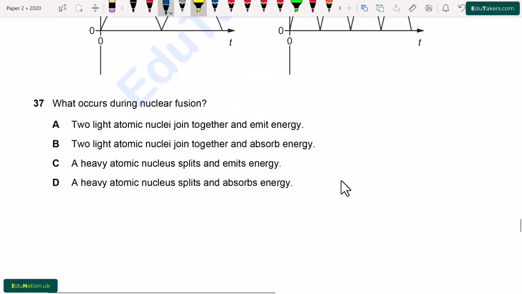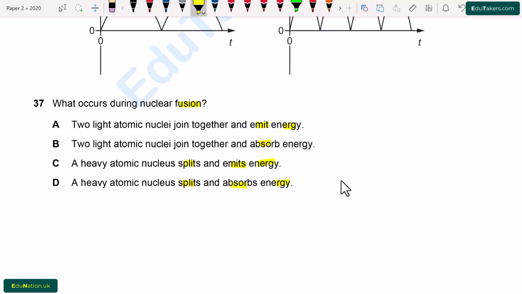Question number 37. What occurs during nuclear fusion? So here is the process of nuclear fusion. Option A. Two light atomic nuclei join together and emit energy. B. Two light atomic nuclei join together and absorb energy. C. A heavy atomic nucleus splits and emits energy. D. A heavy atomic nucleus splits and absorbs energy.